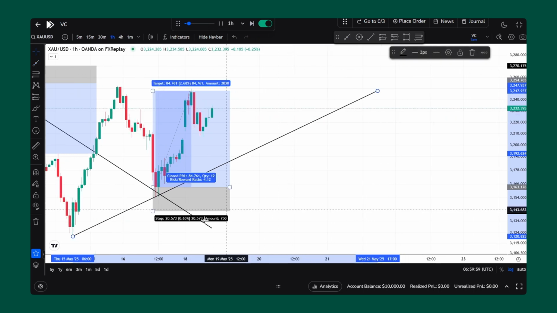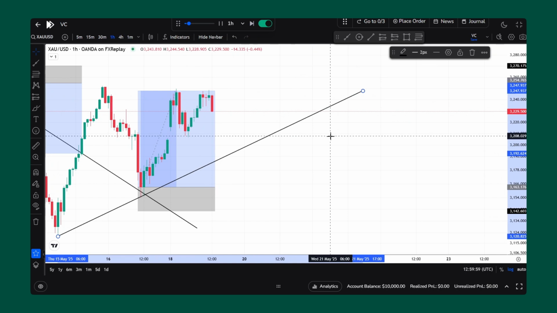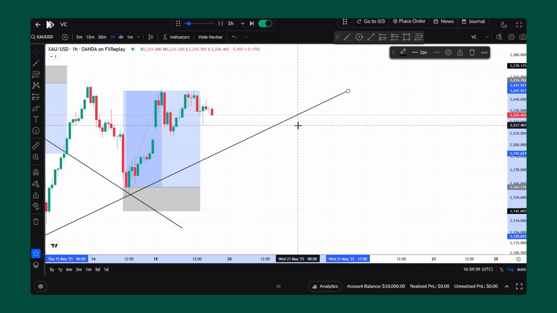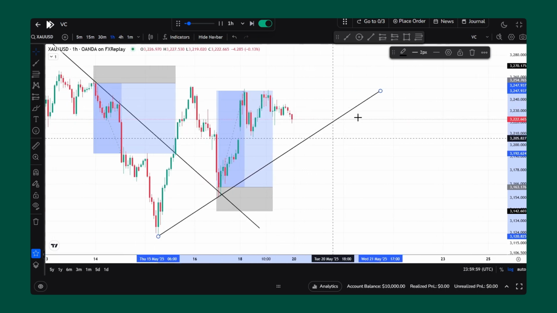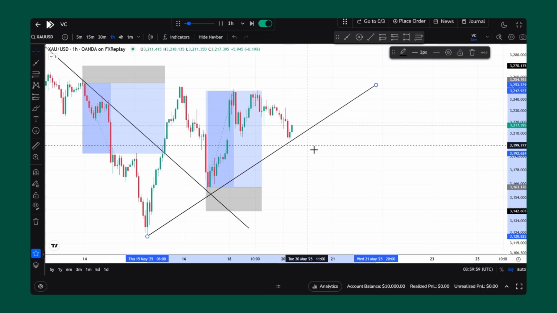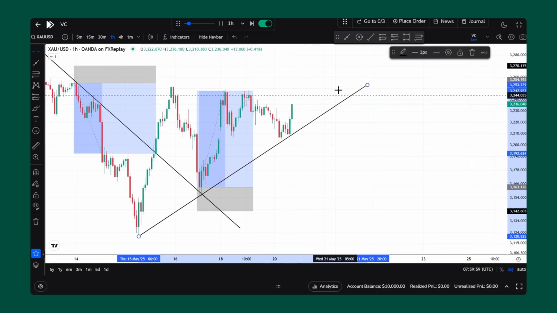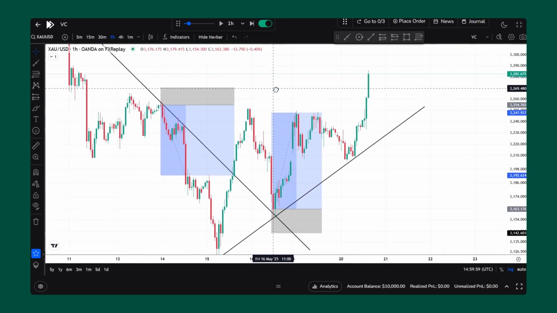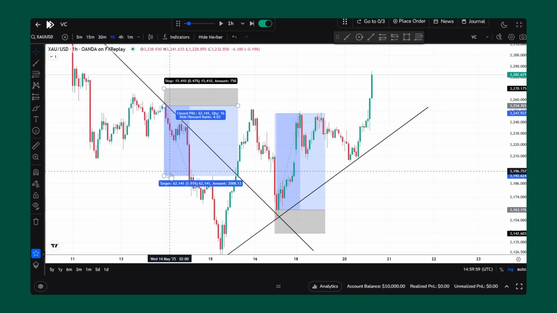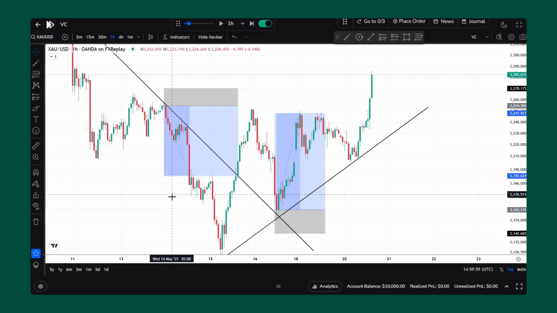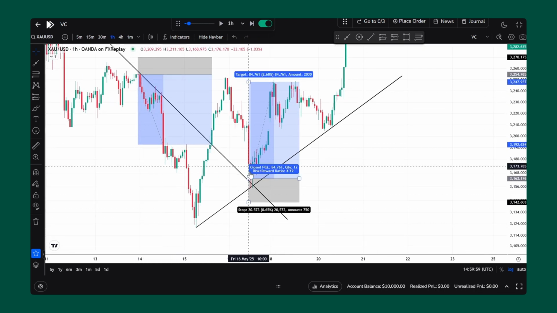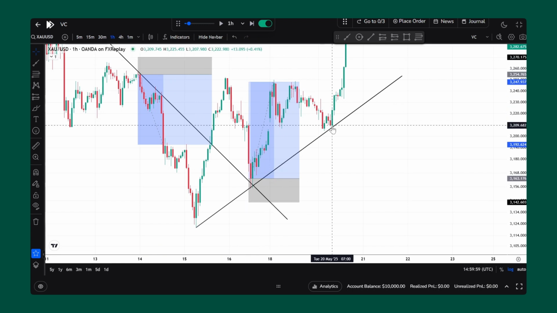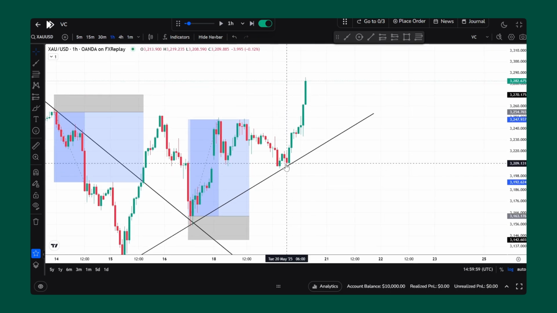So you can see it is going to bounce off this trend line and go higher. So if you are taking this trendline bounce trade, you would have made good money. If you are taking this trendline break and retest trade, you still would have made money. And another trendline bounce trade here again, you would have also made money.